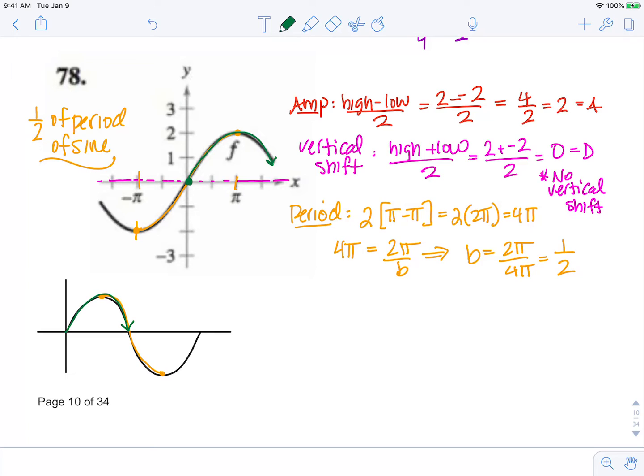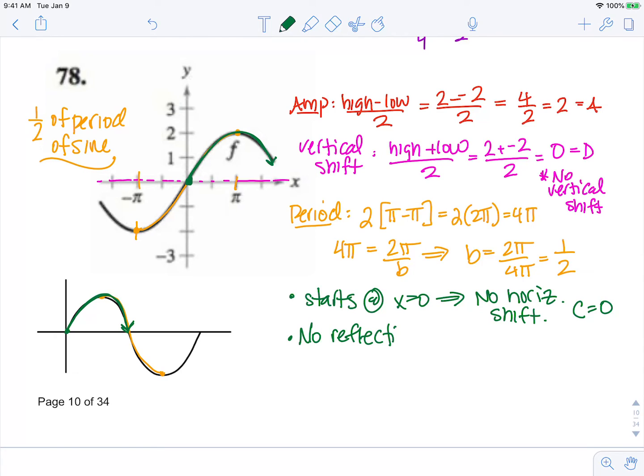Now, if I look from here, this is technically the beginning of this sine curve, right? And we can see that it starts at x equals 0. So there's no horizontal shift. And I believe that will make c equals 0. So now we can also see that this curve is starting at 0 and going up and going down, which is the same as the original sine curve. So there is no reflection.